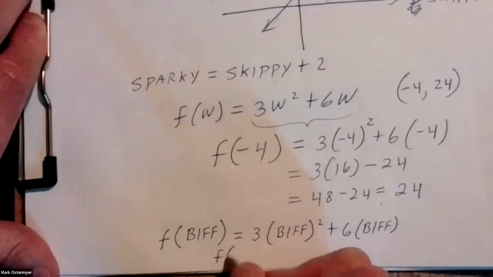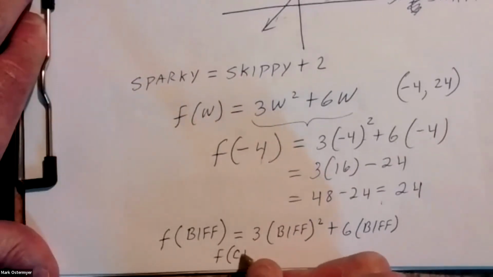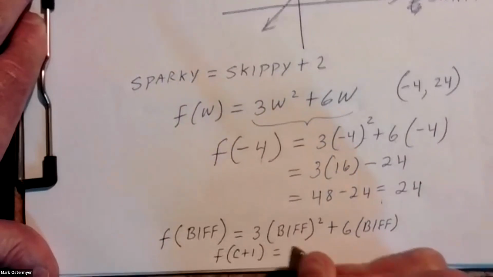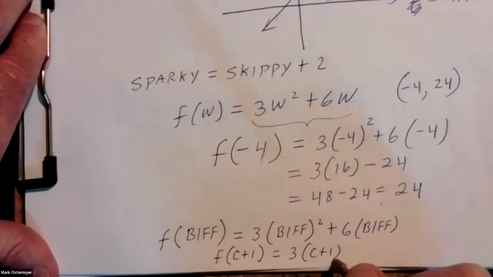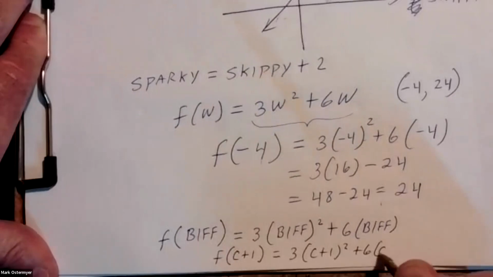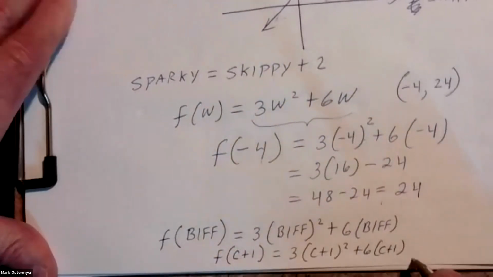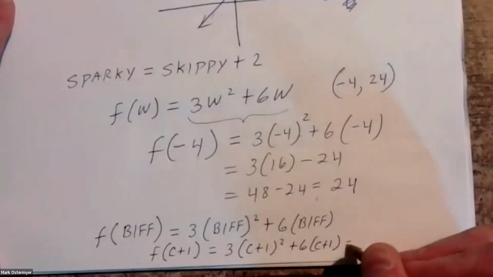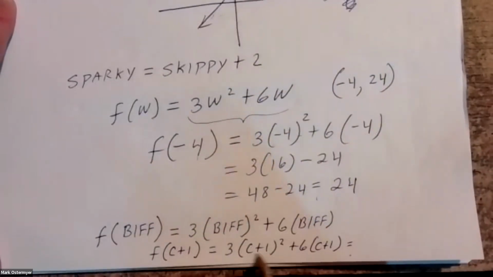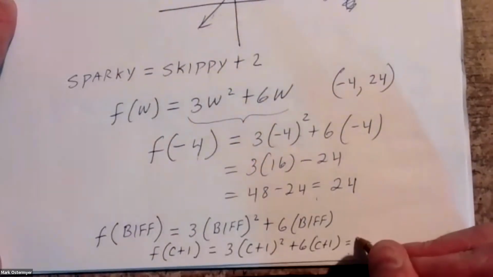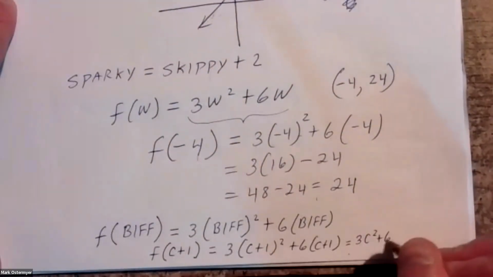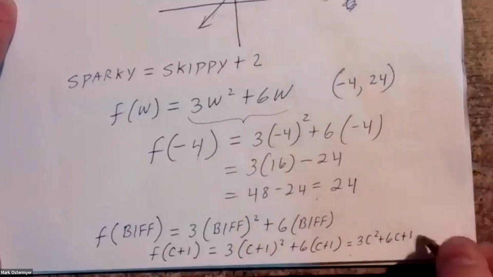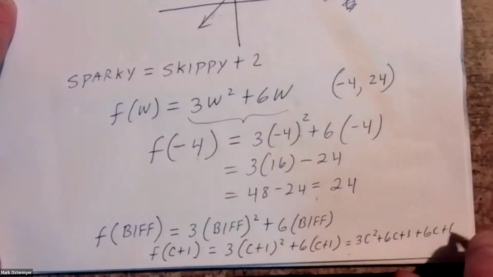Sometimes we like to throw maybe algebraic expressions into a function. So what would be f of c plus 1? That's going to be 3 times quantity c plus 1 squared plus 6 times c plus 1. And you could go through and do all the algebra, expand this out and multiply by 3. And when you do that, c plus 1 times c plus 1 is c squared plus 2c plus 1, and when you multiply that by 3, you would have 3c squared plus 6c plus 3. Distribute the 6 in here, you got plus 6c plus 6.